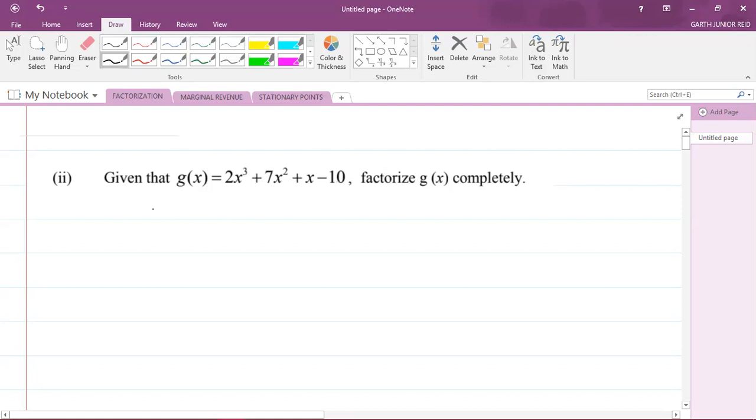I'm focusing on how to factorize a third degree polynomial. Here it says, given that g of x equals 2x cubed plus 7x squared plus x minus 10, we are to factorize g of x completely.